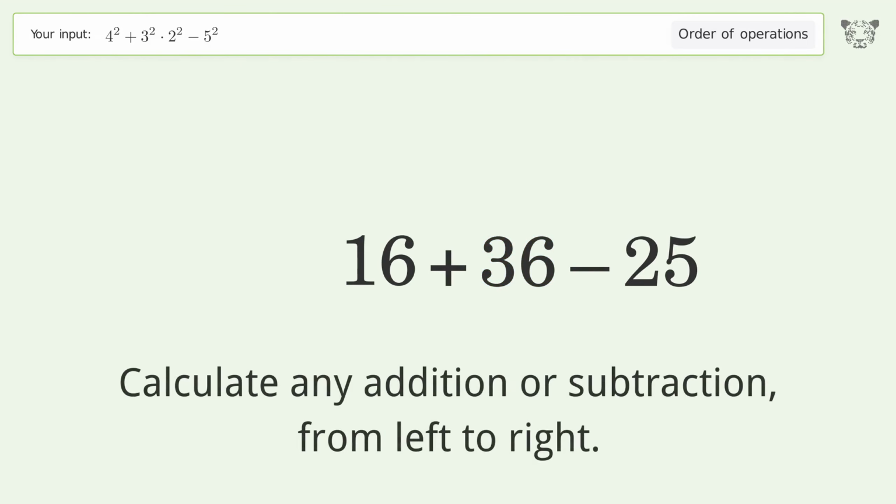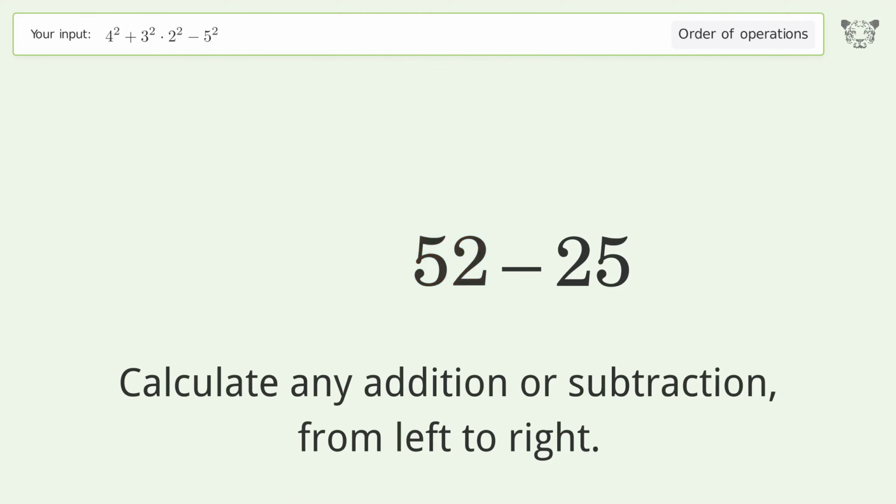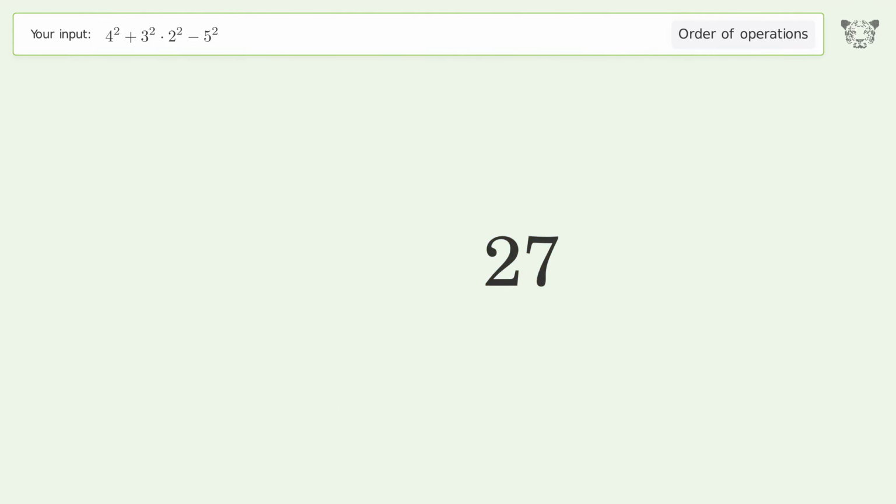Calculate any addition or subtraction, from left to right. 16 plus 36 equals 52. 52 minus 25 equals 27. And so the final result is 27.